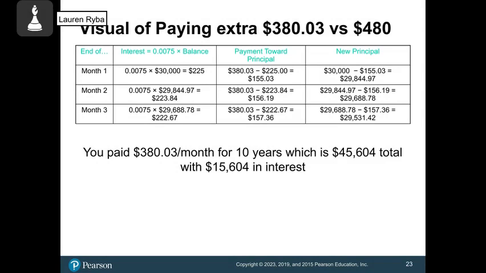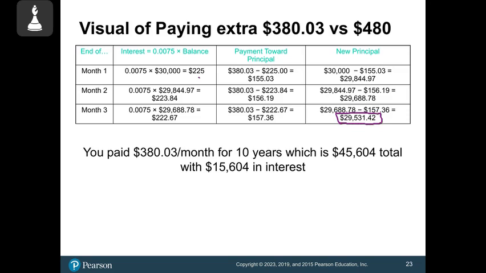What I'm going to show here is the difference of doing a monthly payment of $380.03 on that $30,000 loan versus a $480 payment. Can I put an extra $100 down a month, and what changes? You'll see here, I'm just going to show you the first 3 months. So you can calculate your interest, how much goes towards principal, and at the end of your 3 months, we're at this value, $29,531.42.